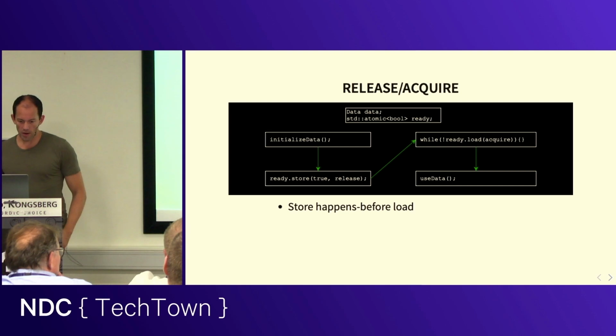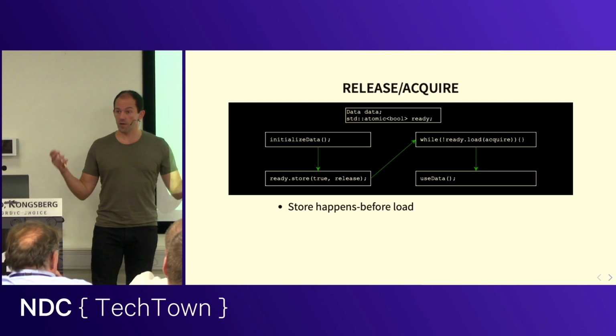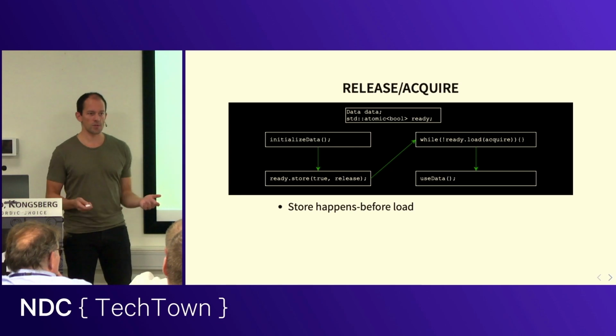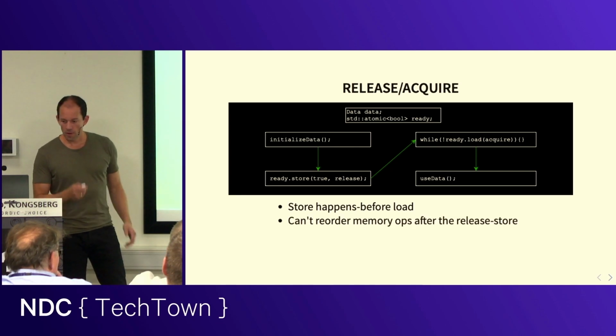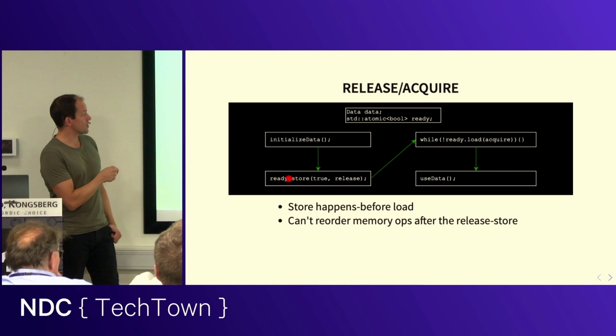So how does it work then? Okay, the C++ standard says this happens before that, but how does it happen before that? What it says is that if you have a release store, you cannot take any of the memory operations here and do them later. So by the time you do this, you must have flushed out all the stuff up here to memory. The compiler can't reorder anything, the CPU can't reorder anything. By the time you do this, everything must have happened here.